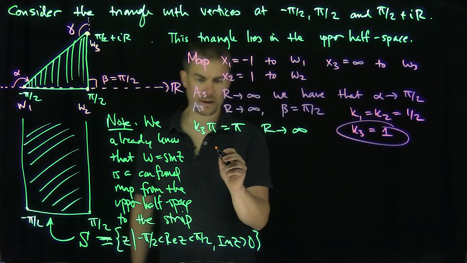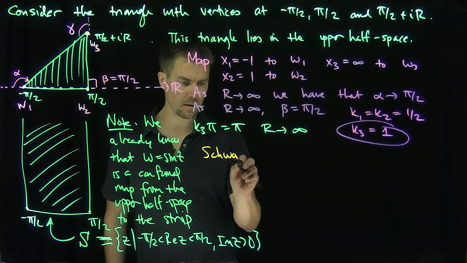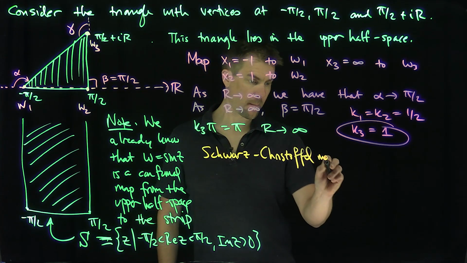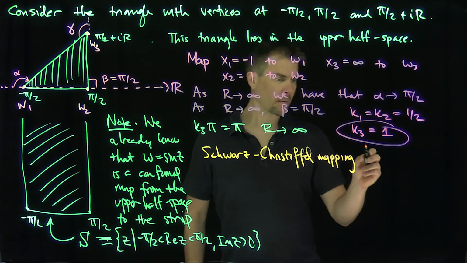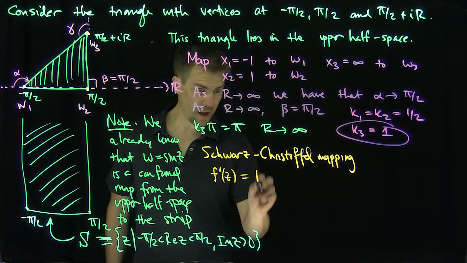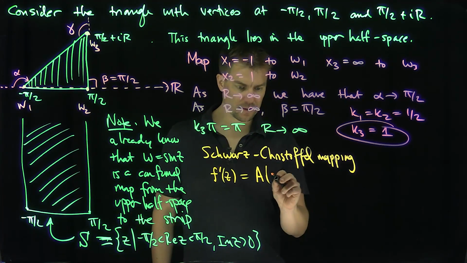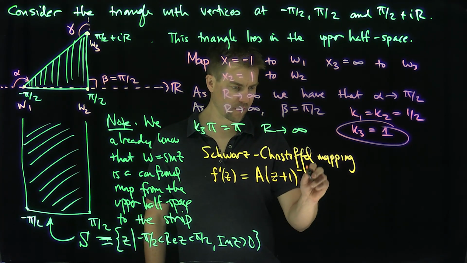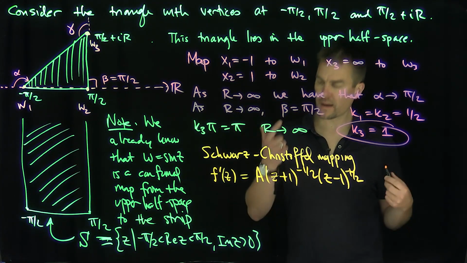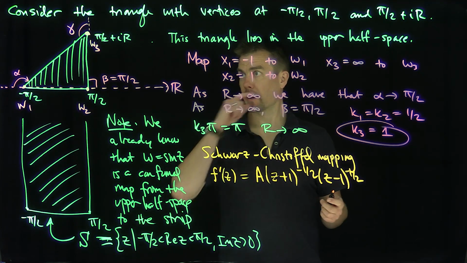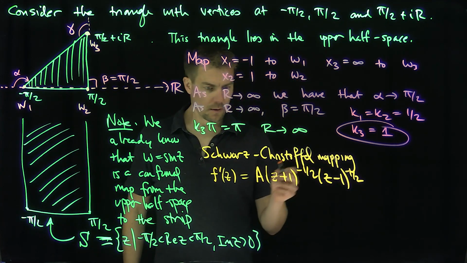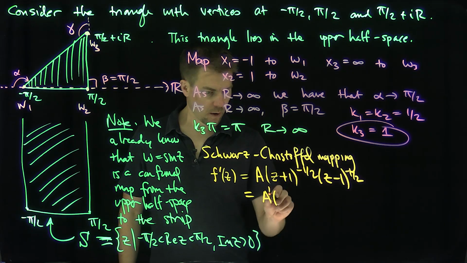So now what's my Schwarz-Christoffel mapping? The Schwarz-Christoffel mapping is going to be f prime of z equal to a, and I'm going to have z plus 1 to the negative 1/2, and then z minus 1 to the negative 1/2, and then infinity is chosen in such a way that you get to that point over here, this point over here is W3, right? Excellent.